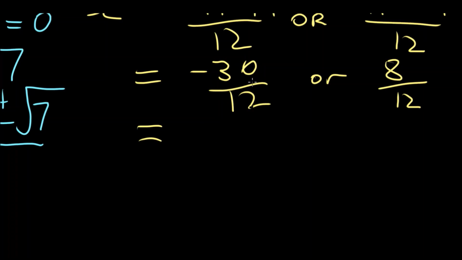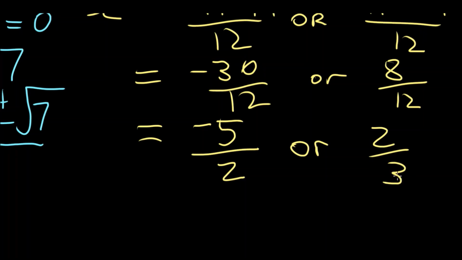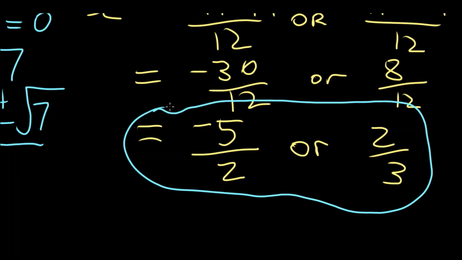What's the common factor? 30 and 12. How about 6? Minus 30 divided by 6 is minus 5. 12 divided by 6 is 2, so minus 5 over 2, or divide by 4, so 2/3. And that is our answer. Minus 5 over 2, or 2/3. And that'll do us for our quadratic formula.